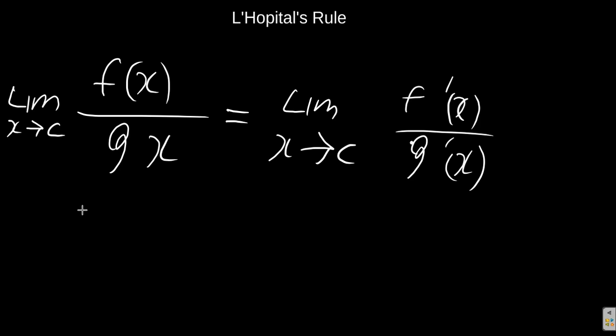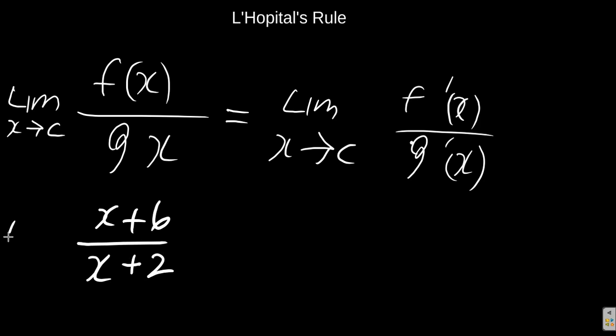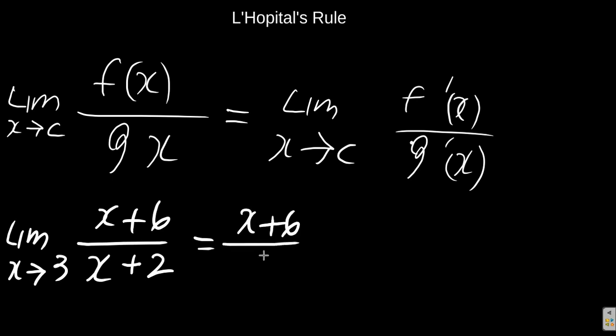Suppose, for example, you have x plus 6 divided by x plus 2 as the limit as x approaches 3. Now what would that mean in this case? If you directly substitute, you have 3 plus 6 divided by 3 plus 2. I wrote x up top here, should be 3. 3 plus 6 over 3 plus 2 gives you 9 divided by 5, 9 fifths, alright?